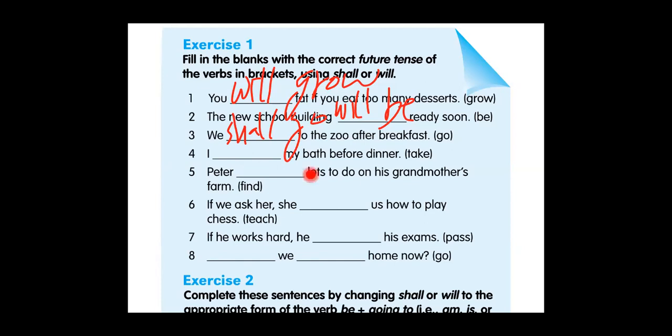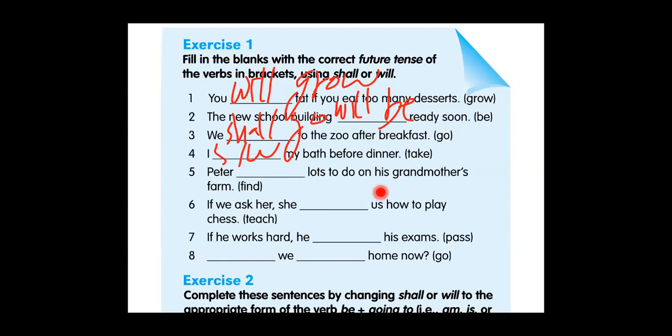Next one. I dash my bath before dinner. Take. I will take or I shall take. Both are correct. So you can say I will take my bath before dinner or I shall take my bath before dinner. Both are correct.